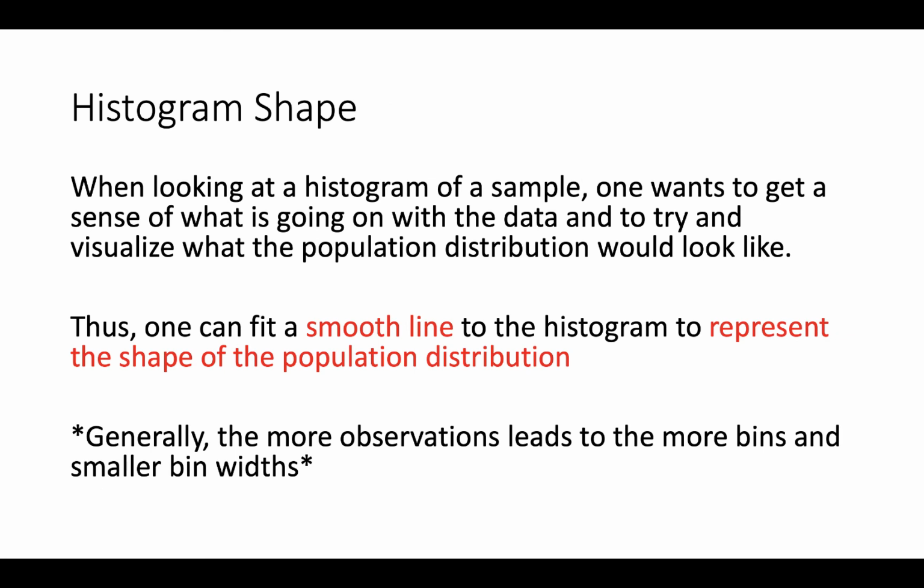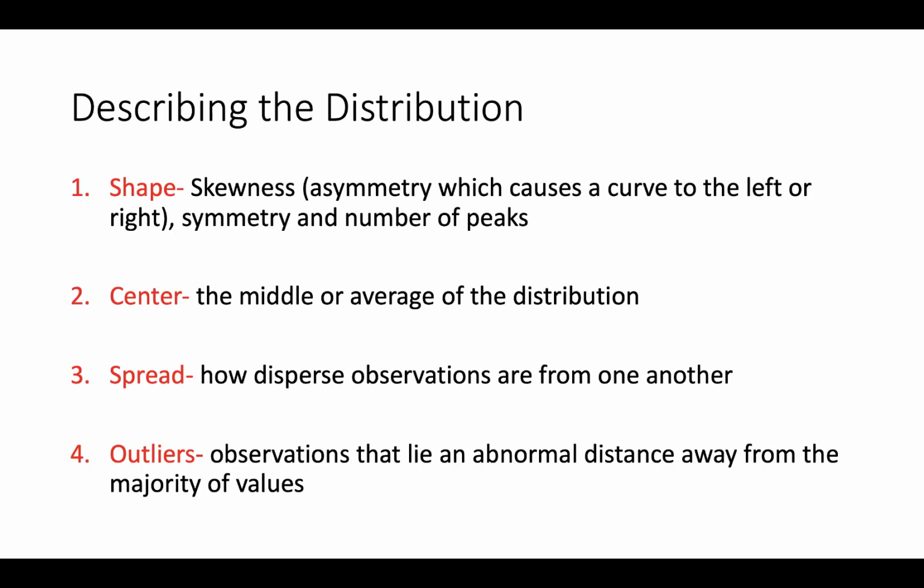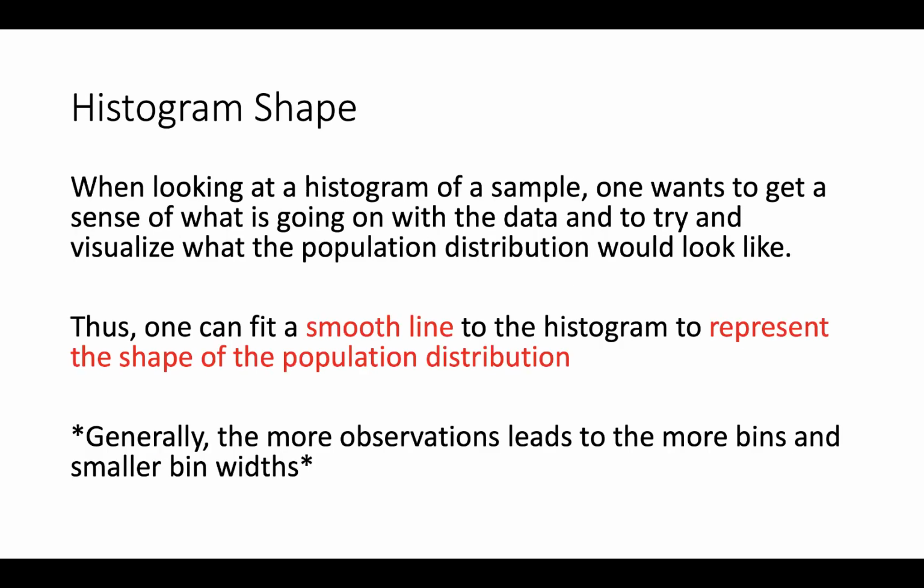When looking at the shape of a histogram taken from a sample of data, one should try to get a sense of, well, okay, what's going on with my population distribution, and what shape would that histogram follow? One way you can visualize the shape of a population histogram is by imagining a smooth line outlining the histogram's general shape.